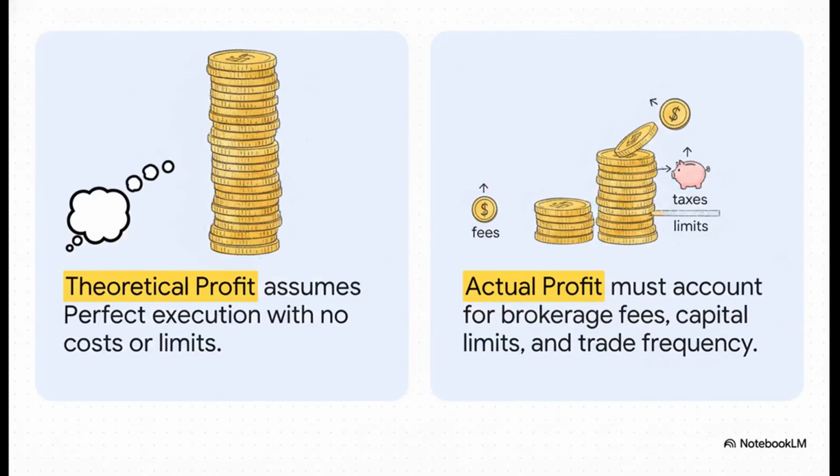Your theoretical profit doesn't account for real-world friction like brokerage fees. For example, what if your fee is $2.50 per trade? Suddenly, that $11 profit just vanished into thin air. You also have to think about capital limits. Can you even afford to make all the trades your model suggests?